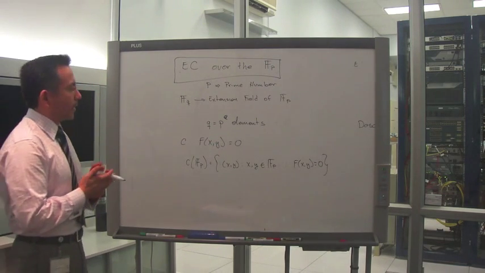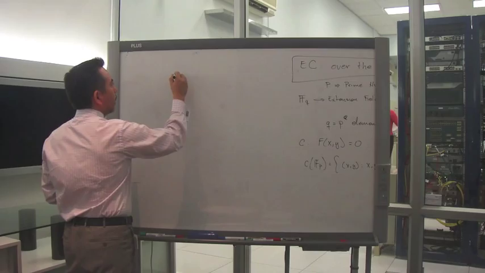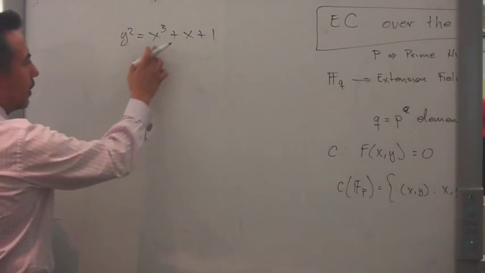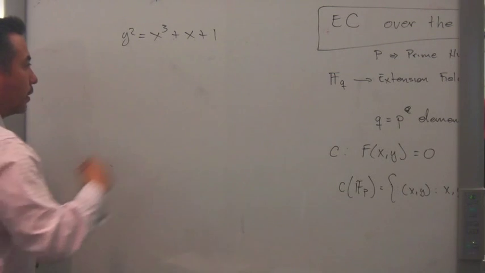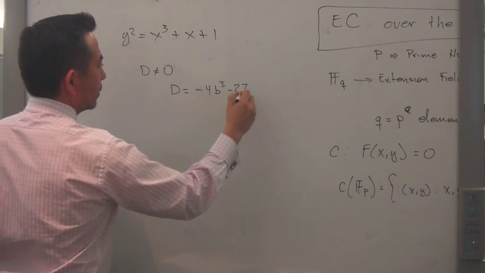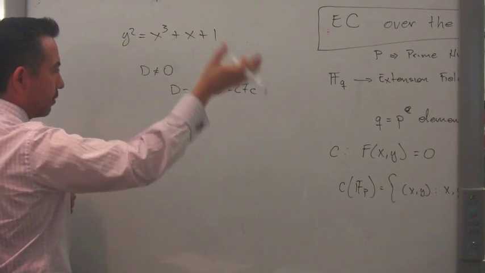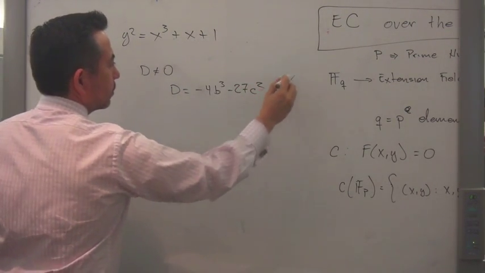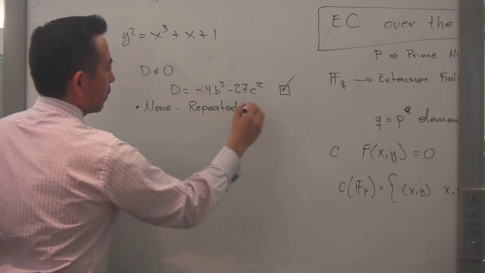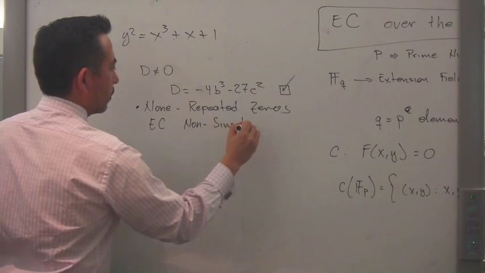Okay, now let's go to put the example. Let's pick up a cubic curve. This is a nice example, in the form of ABC. We first of all test for singularity. Well, D has to be different than 0. We know that D is equal to negative 4b cubed minus 27c squared. So we have these values, 1 and 1, so it's going to be some negative number. So yes, that's true. This is different than 0. So that means we have non-repeated zeros and non-singularity, and the elliptic curve is non-singular. Okay, that's good.